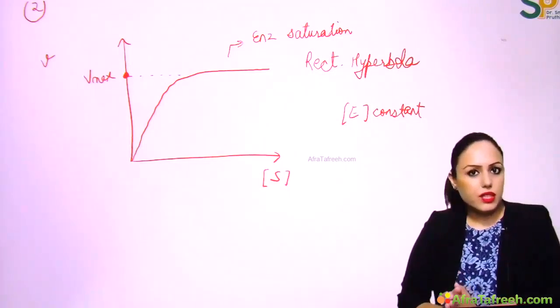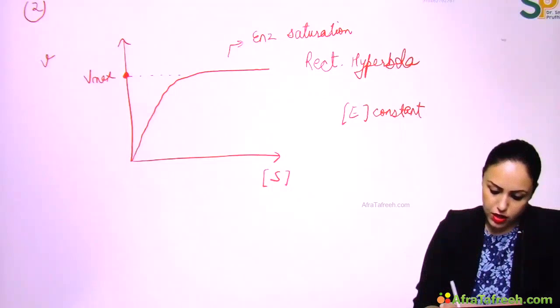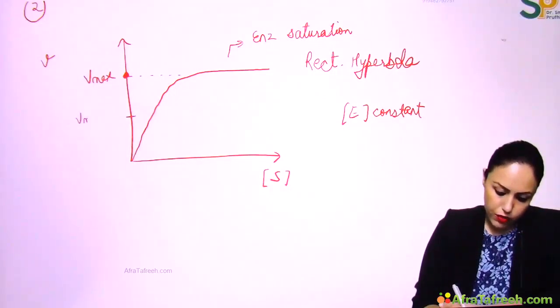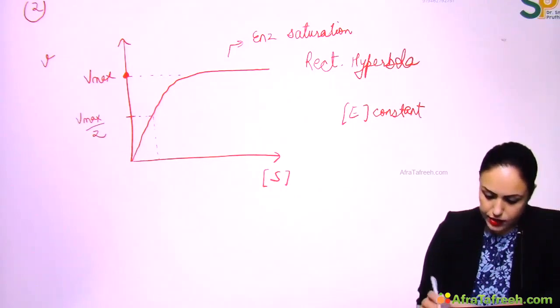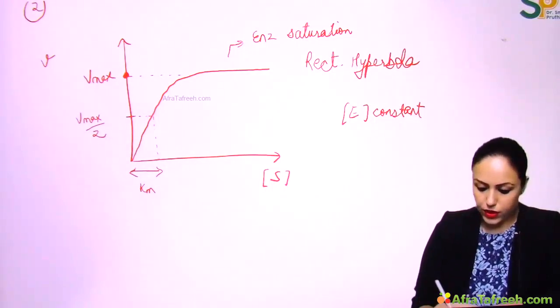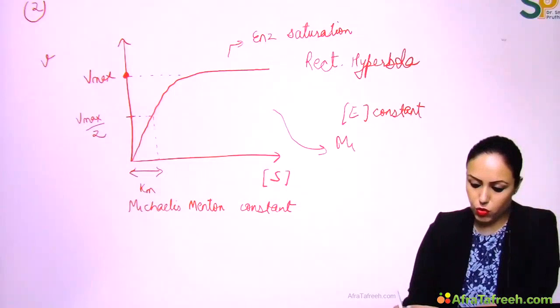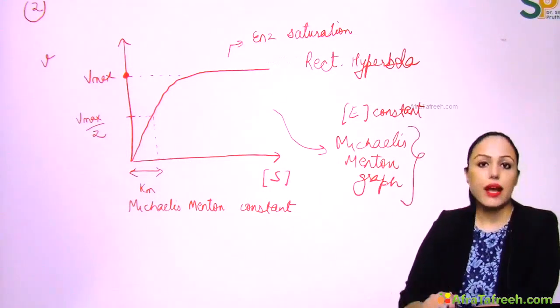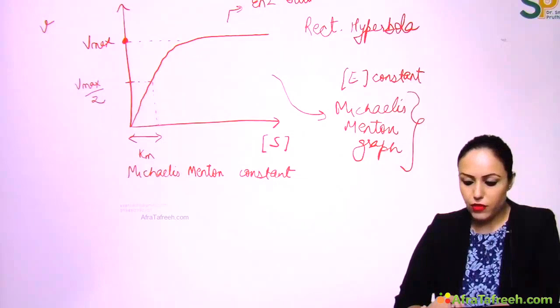Now, let's see what Km is. If on the y-axis I know the point of Vmax, I can just take half of it. Let's say this is half, so half of it means Vmax/2, right? Now extrapolate this point onto the x-axis, and this value is Km. What is Km? Km is the Michaelis-Menten constant. This graph is known as the Michaelis-Menten graph or Michaelis-Menten kinetics, right? So the graph between velocity and substrate concentration is the Michaelis-Menten graph, a rectangular hyperbola graph.